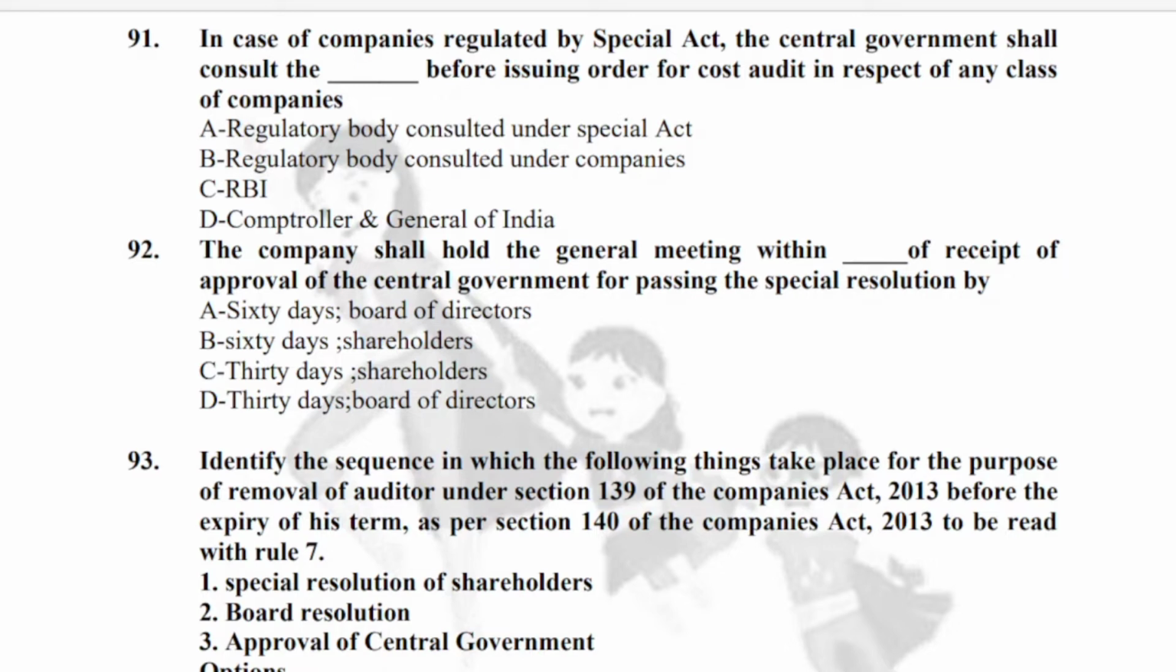Once the approval of central government is taken within 30 days of passing the board resolution, then shareholders meeting needs to be called and a resolution needs to be passed, special resolution needs to be passed within 60 days. So the right sequence should be first board resolution, that is number 2, then approval of central government, that is number 3, and then 1. So 2, 3, 1 is the right combination. So the correct answer here should be, my dear friends, yes, it should be C.